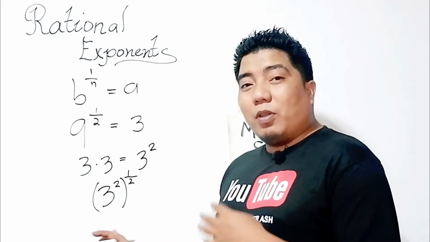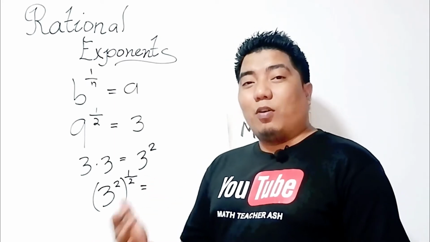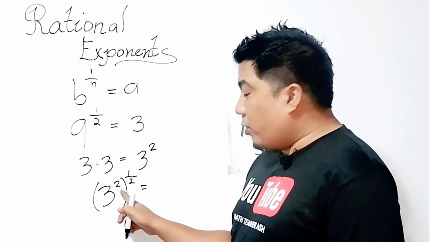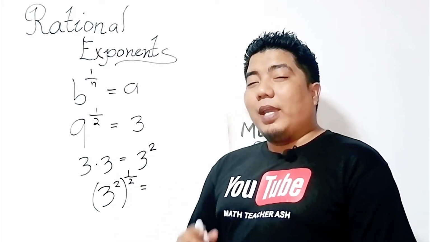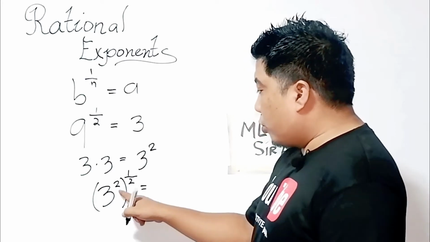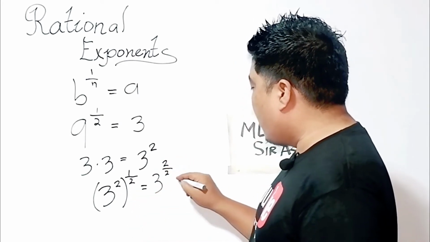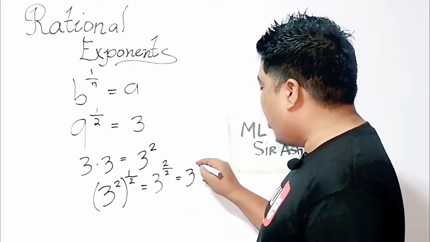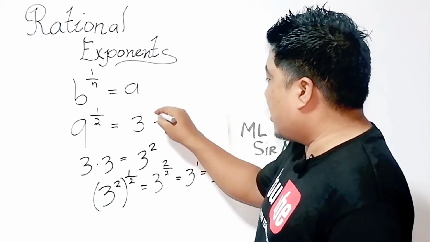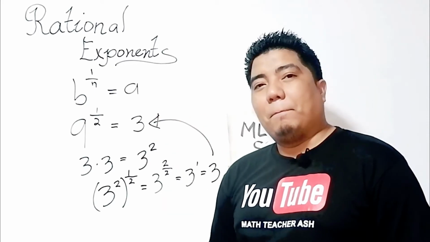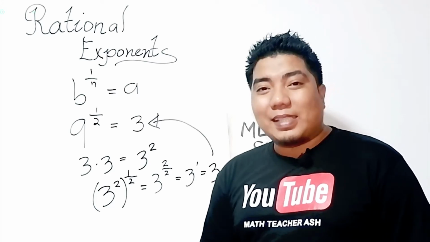Got it, right? Now, if you have this kind of expression, you can apply the power rule of the law of exponents. When you have an exponent being raised to an exponent, you can multiply the exponents with each other. So, 2 times 1/2 will give you 2 over 2, which is just the same as 3 to the power of 1, which is just equal to positive 3. Easy, right? Now, let's consider some examples.